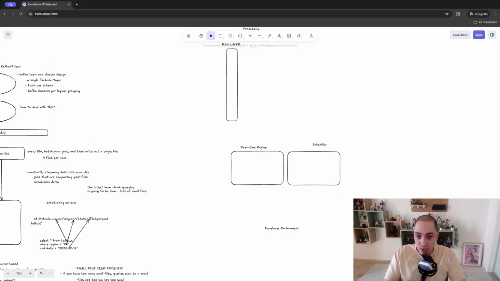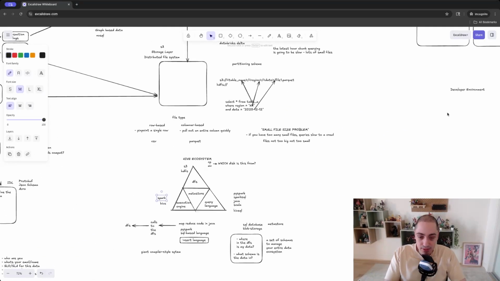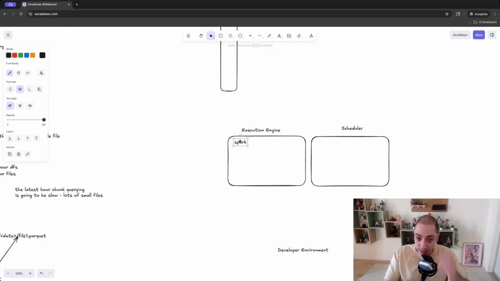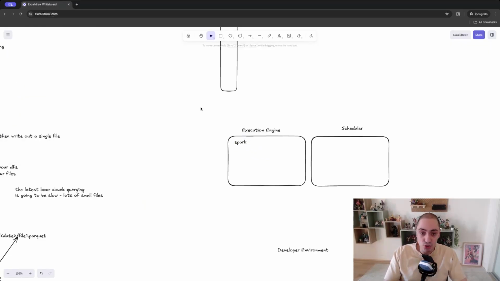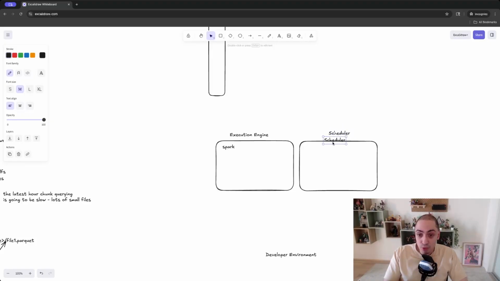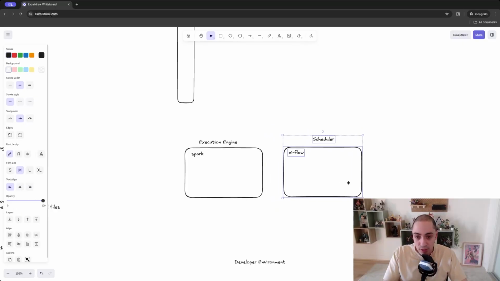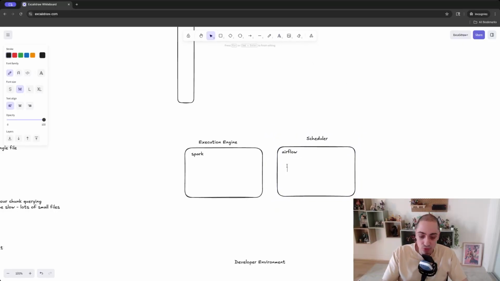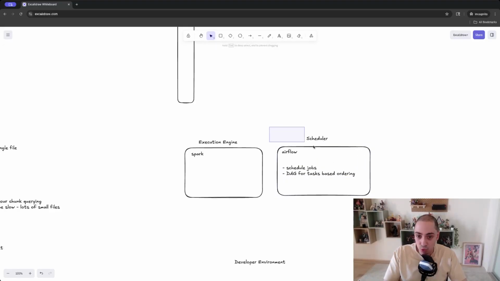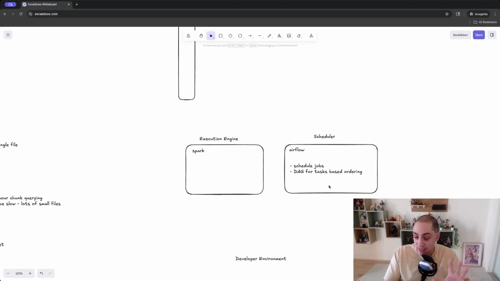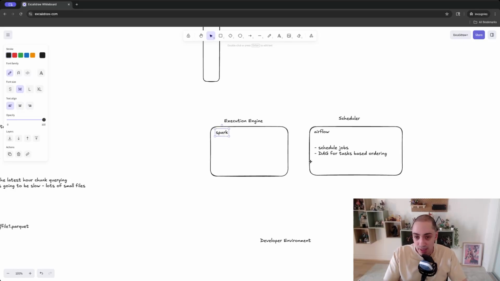So your execution engine, we talked about this. And so in this case, let's say it's Spark. That's a really common execution engine. And then you're going to have a scheduler, which in a lot of cases is something like Airflow. There's so many options for a scheduler. You're not limited at all. The job of a scheduler is to schedule jobs and then create a DAG for task-based ordering. And you're going to see why that's important in a second. But you're going to define your ordering of your jobs based off of this. And then you'll use Spark to do the execution of it.